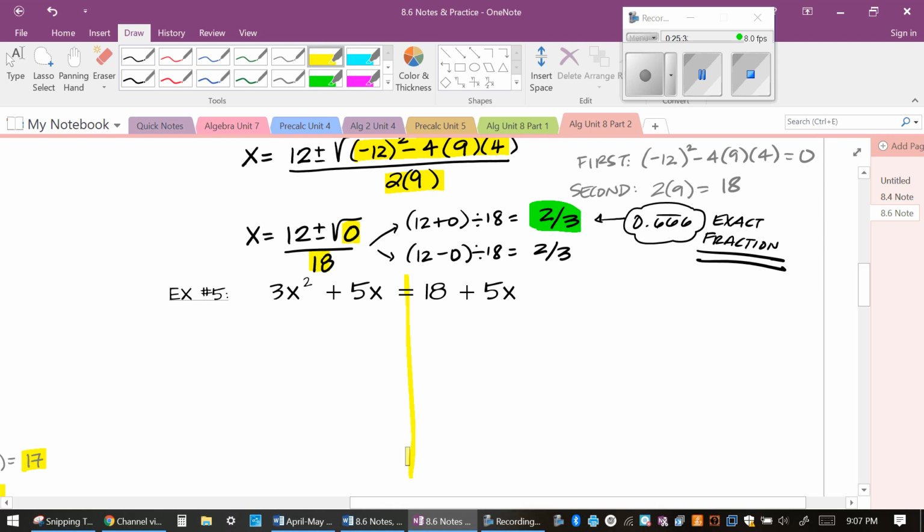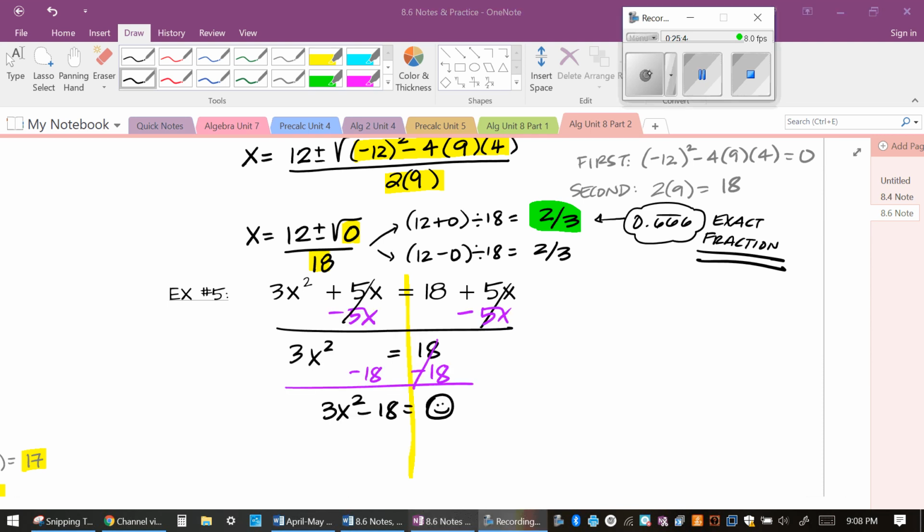When you're ready, go ahead and copy example 5. Notice that it's not set equal to 0, so go ahead and do that. Pause the video and push play when you're ready. Okay, I decided to move everything to the left side because that's where the quadratic was positive. If there had been quadratics on both sides, I would have moved the smaller one.